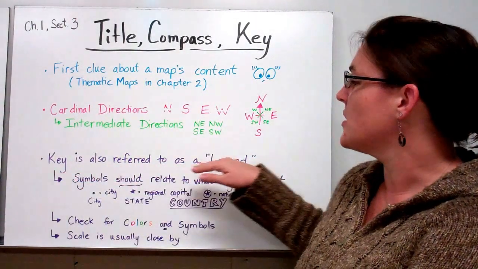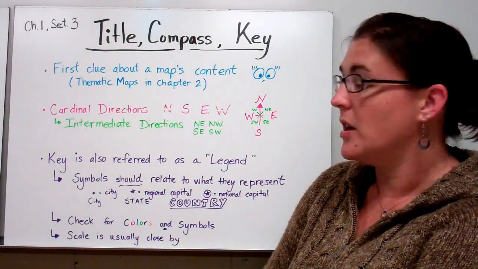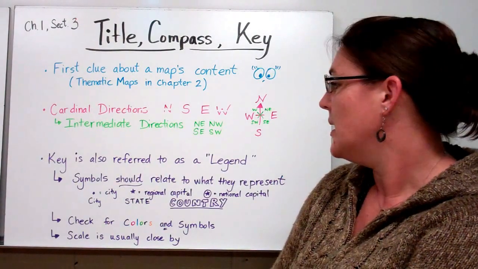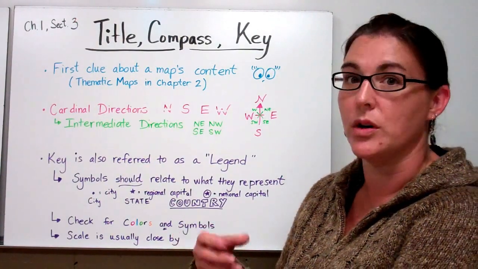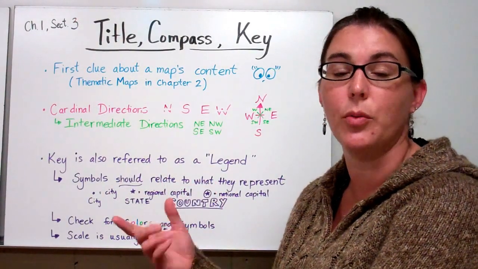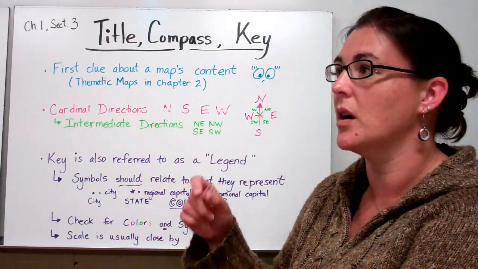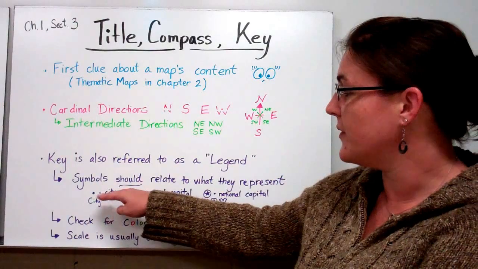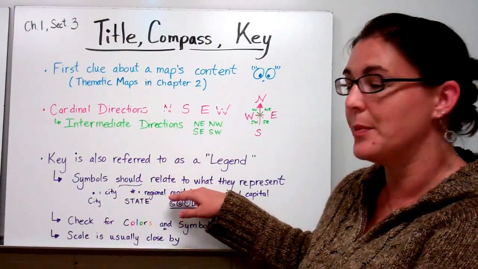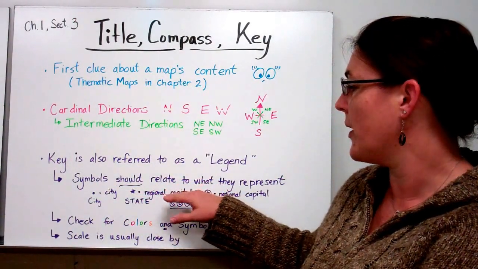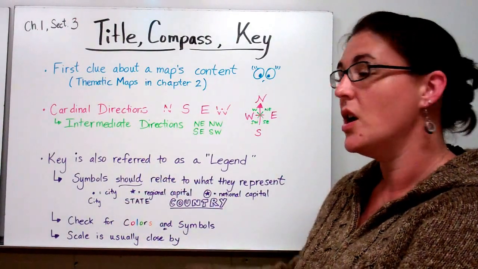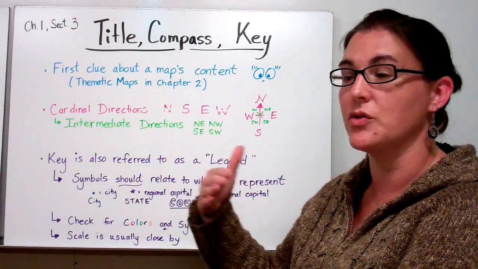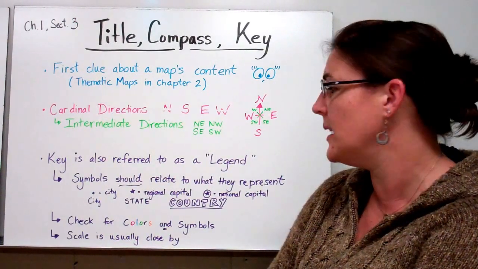A key is also referred to as a legend, and on the key the symbols should relate to the topic that they are representing. For example, an airport should look like an airport with an airplane or a symbol that references an airplane. Cities are often shown with a dot. A regional capital like a state capital or a province capital is usually shown with a star, whereas the national capital is shown with a star and a circle. Those are common symbols you'll see on a key.